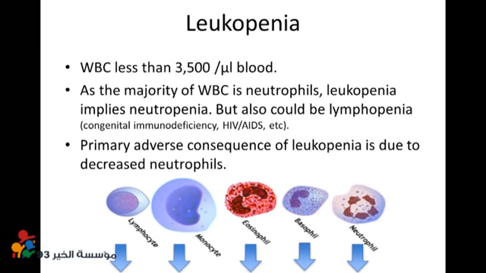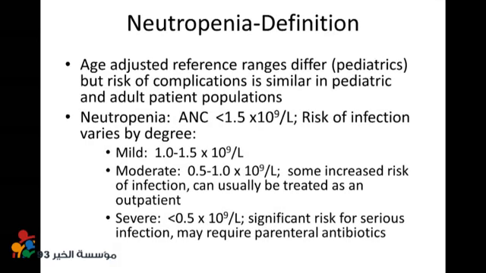But again, the most common adverse effect of leukopenia is related to neutropenia. That's why we will focus on neutropenia. So what do we mean by neutropenia? It's an age-adjusted reference range, which differs for pediatrics compared to adults. And that's the reason why it makes a lot of difference that you make sure the lab that's giving you a CBC gives you the correct reference range for children.